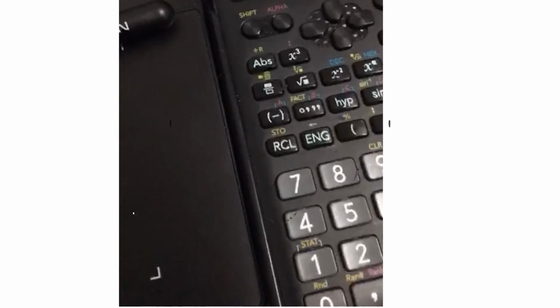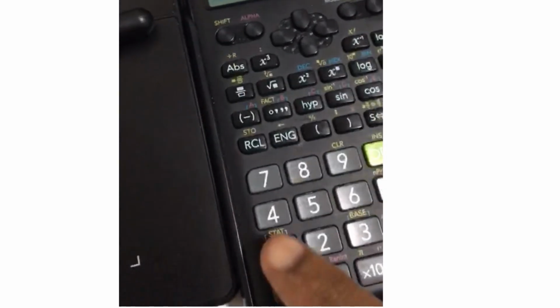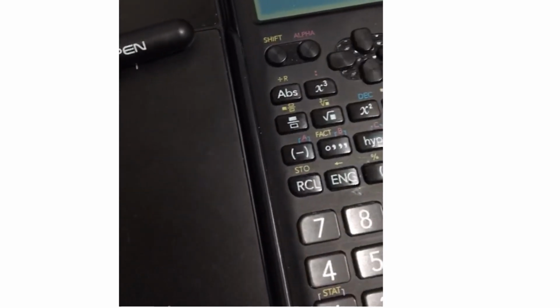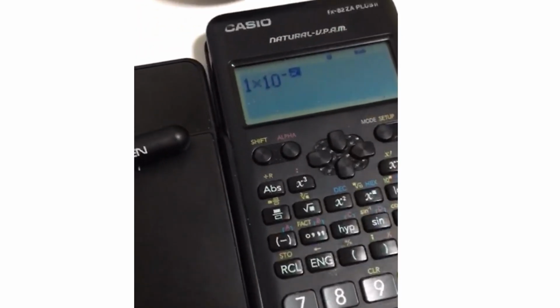You don't do this. I see some guys are doing 1 times. They press this multiplication button, and then they press 10, and then they say to the power of 3 or minus 5. It's not good like this. It's wasting space on the calculator screen.